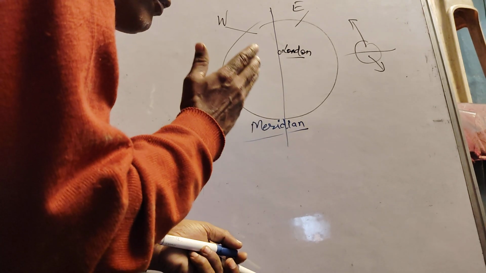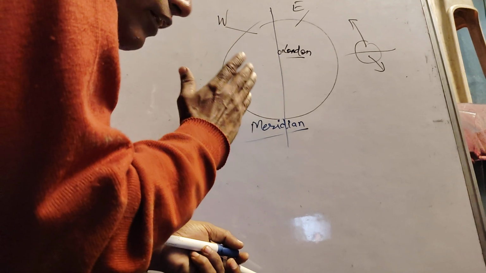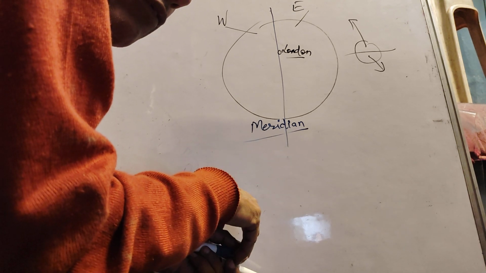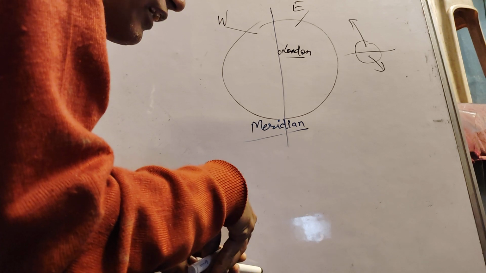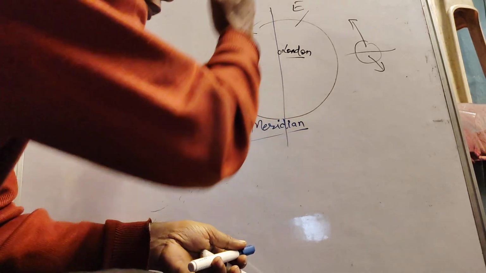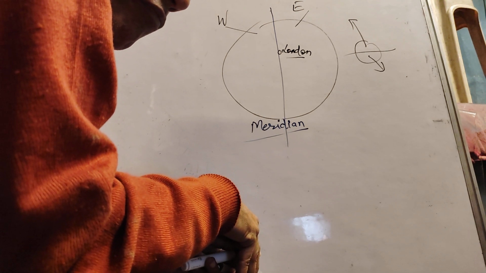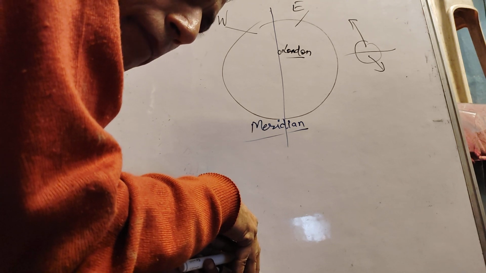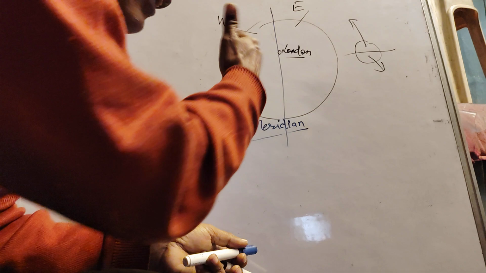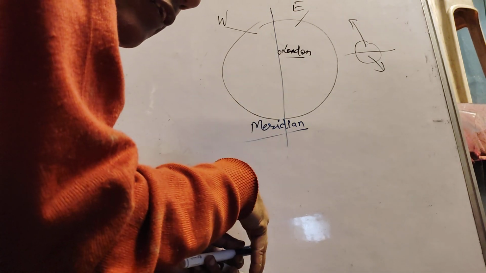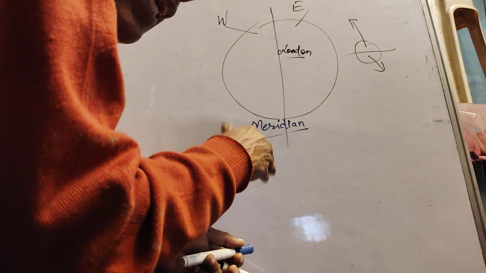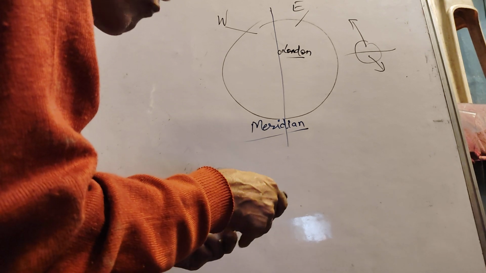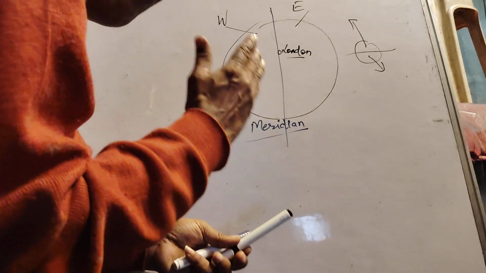And opposite to London, another line is passing, and that is near Australia and New Zealand, and its name is anti-meridian because it is opposite. The meridian line divides eastern and western. Anti-meridian is opposite to London.